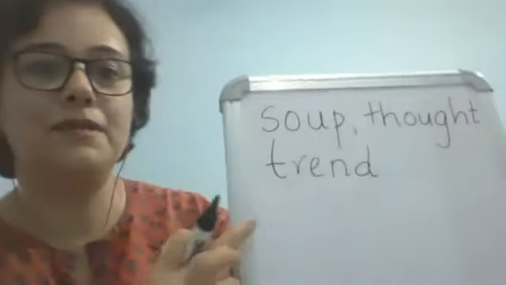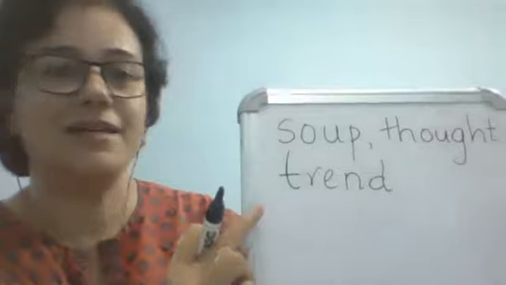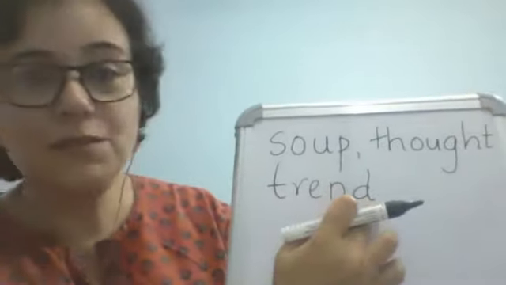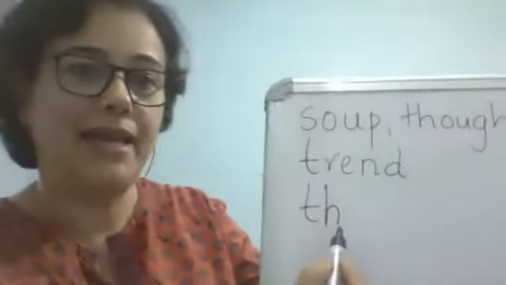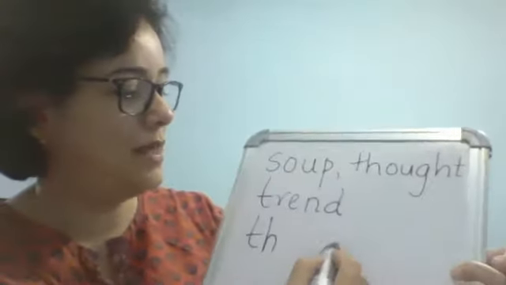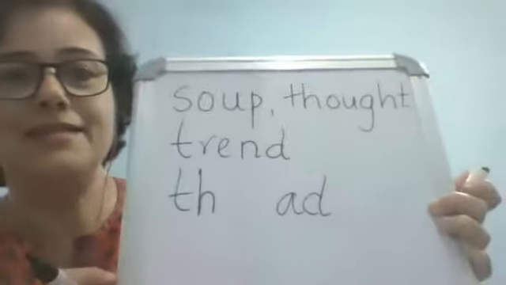Here's what I came up with. Trend. I started with T and I ended with D. Now I'm going to make it slightly more complicated. Start your next word, one word, with TH and end it with AD. Let's see if you can do that.